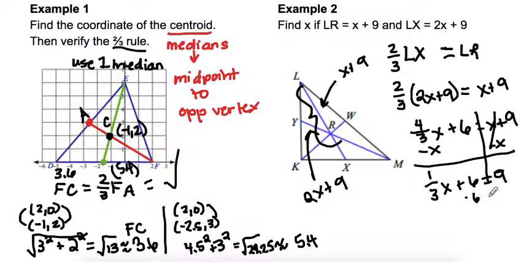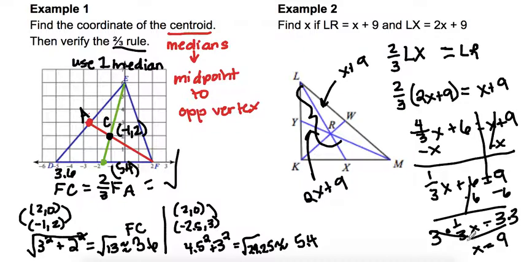Okay, so then I subtract 6. 1/3 x equals 3. Now to get rid of this 1/3, the multiplicative inverse of 1/3 is 3. So I multiplied it by 3 to cancel it out. And we get that x equals 9. So that's the number that would make that 2/3 rule work.